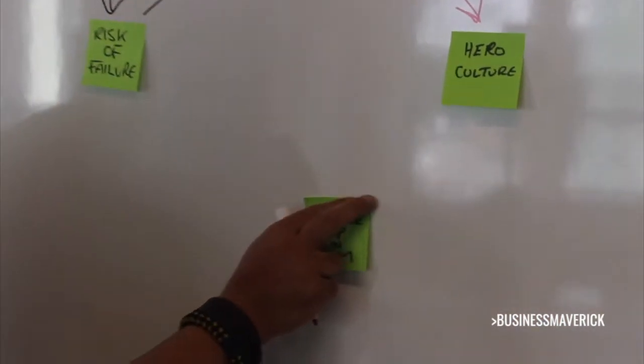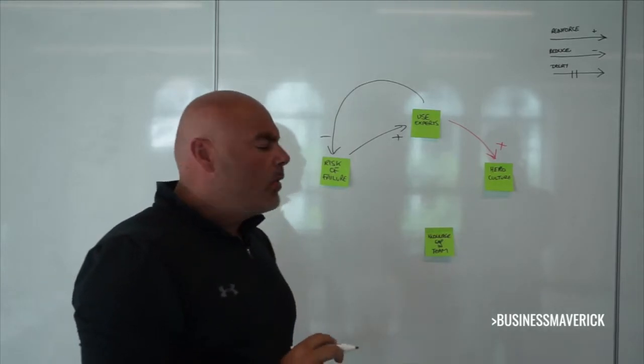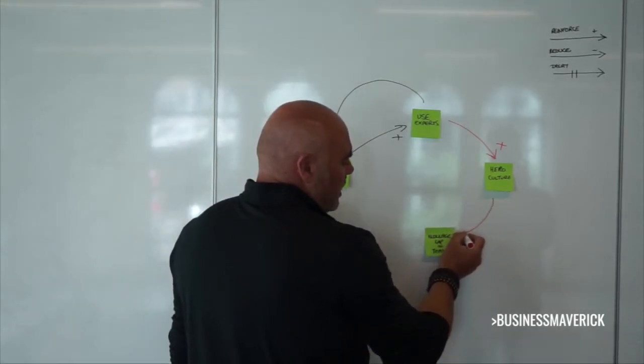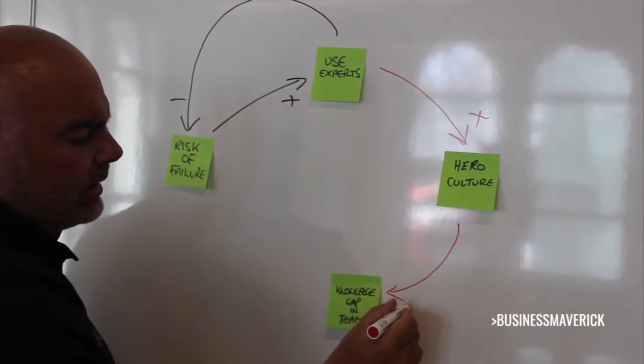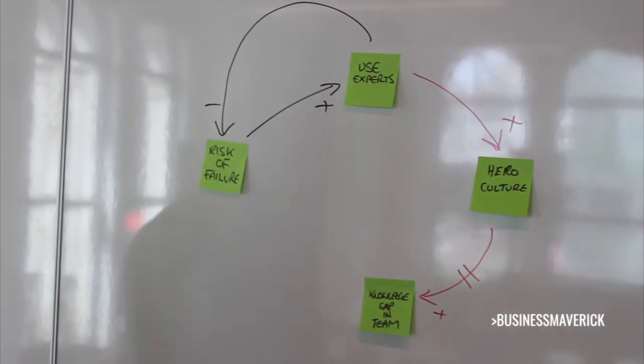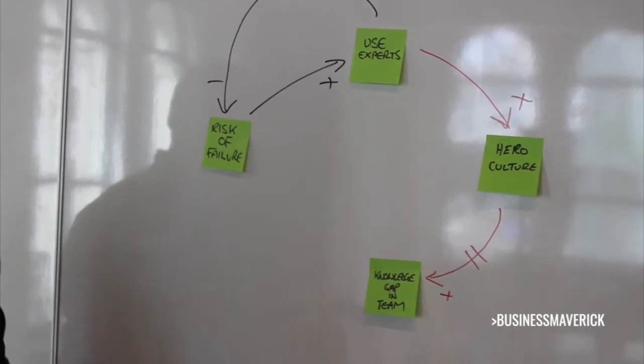Okay, fine. So what about if I put another factor up here, which is called a knowledge gap in the team? Because we'd seen that as well. What's the effect between those two? And they go, well, that's interesting. Yeah, I guess it increases that. But there's probably a time delay as well. Okay, fine. And we said, well, what's the relationship here between the knowledge gap in the team and the risk of failure?